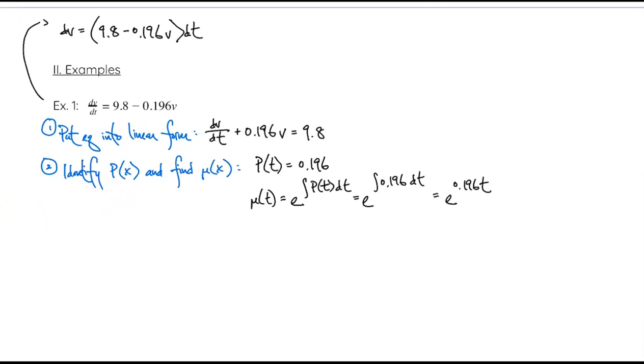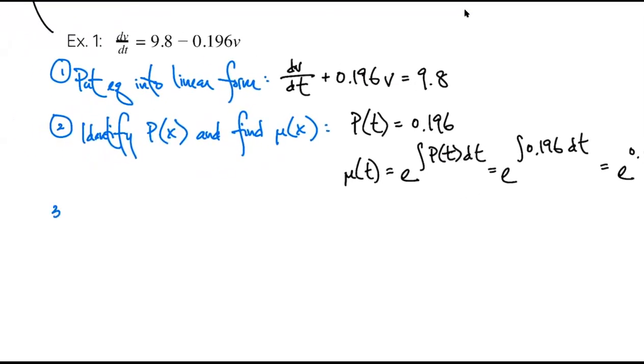So step 1, put it into linear form. Step 2, identify your p of x and find your magical function. We good so far? Okay. Now step 3, we're going to take our mu and multiply our entire equation by mu of x. So multiply our differential equation by mu of x.